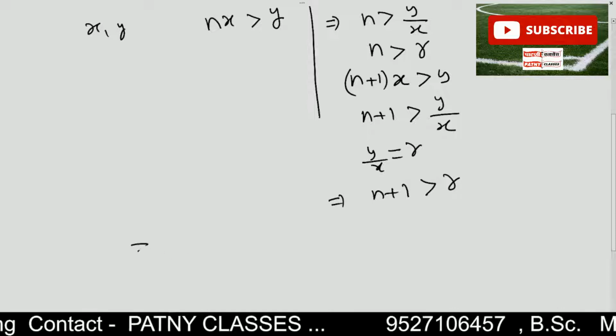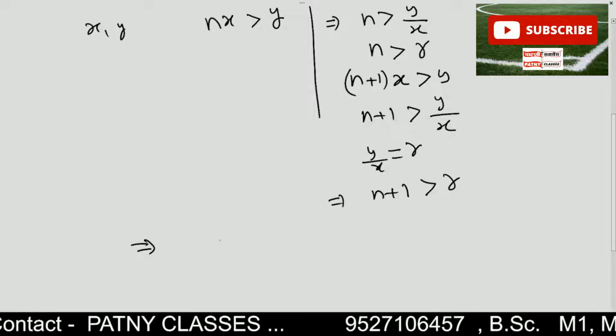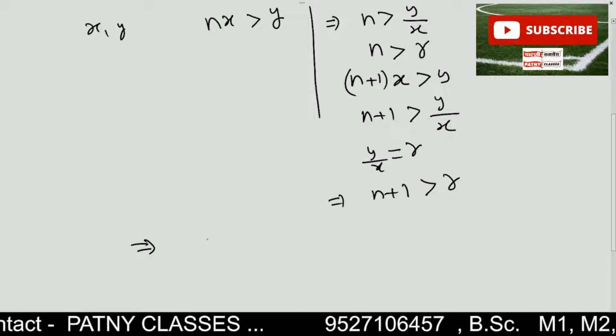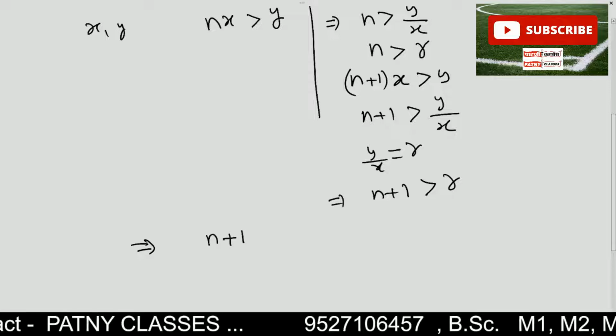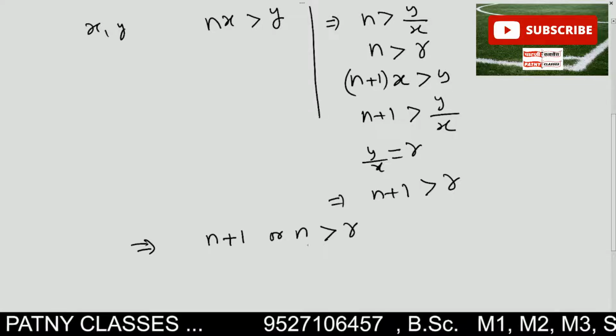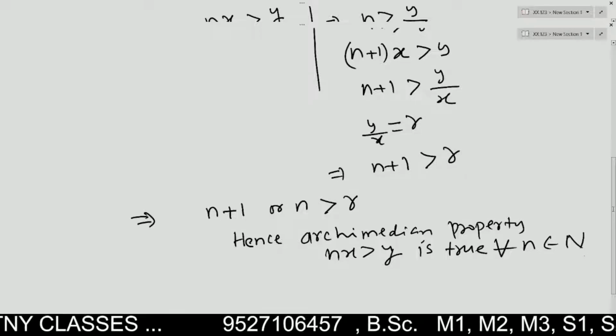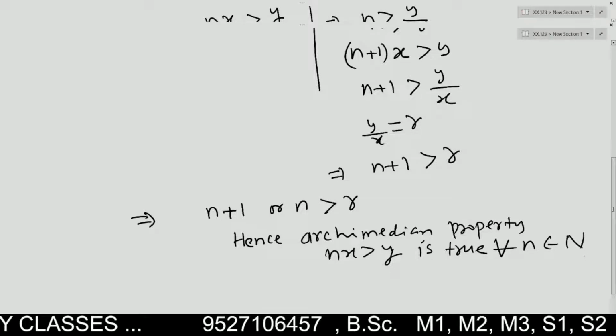From both the above cases, we come to one conclusion, that n plus 1 and n are always greater than r. This proves the validity of Archimedean principle.